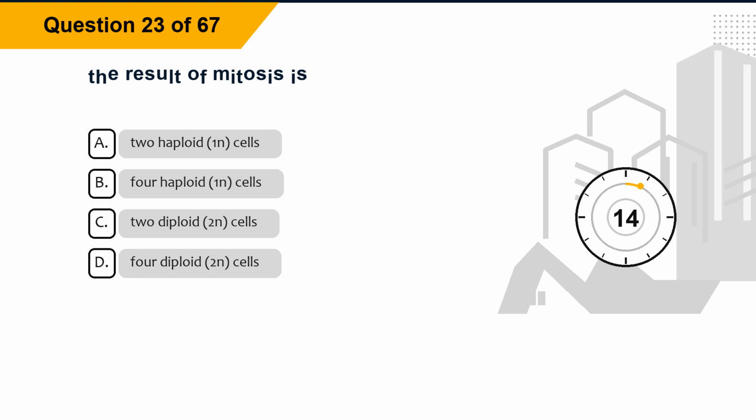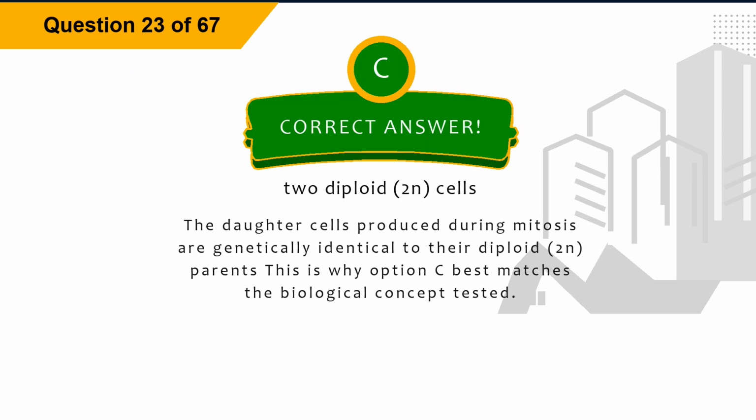Question 23. The result of mitosis is option A, 2 haploid, 1N, cells. Option B, 4 haploid, 1N, cells. Option C, 2 diploid, 2N, cells. Option D, 4 diploid, 2N, cells. The correct answer is option C, 2 diploid, 2N, cells.